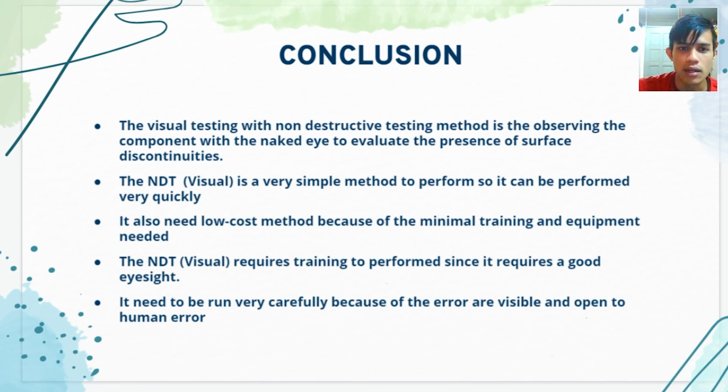However, we also can consider the disadvantages of this method. The NDTV requires training to perform since it requires good eyesight. I know that before this I mentioned that the NDTV needs minimal training, but that's for people with good eyesight, or medium-performance eyesight. For people with bad eyesight, it is necessary for them to have training, otherwise their task couldn't be finished and would end up in bad shape. The method also needs to be run very carefully because it is open to human error.